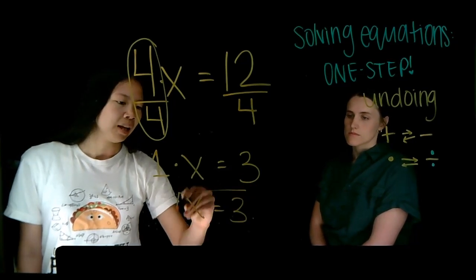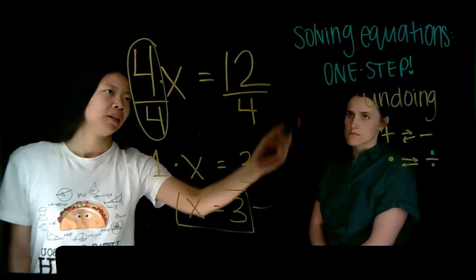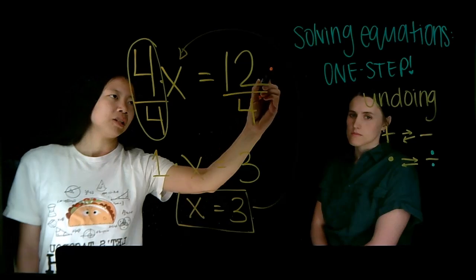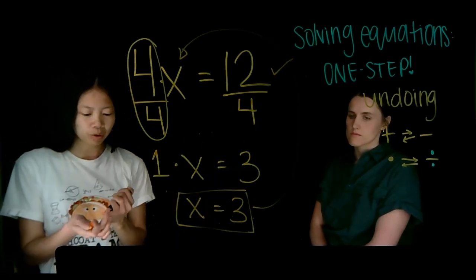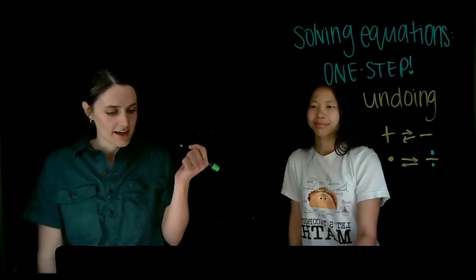And again, you can always plug it back in to check. 4 times 3 is indeed 12, so we know that our equation worked out. All right, guys, so we're going to try another one.